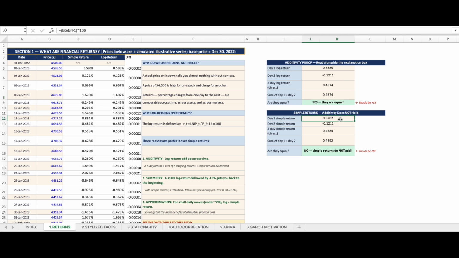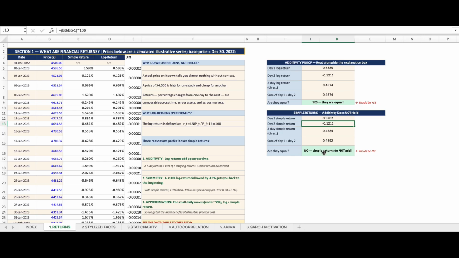So that's why they add up. But simple returns, they don't have this property. Now, if you add two simple returns, you get a slightly wrong answer. Compounding works multiplicatively for simple returns, but additively for log returns.